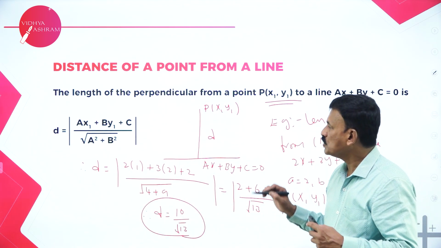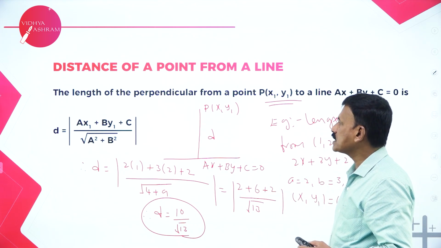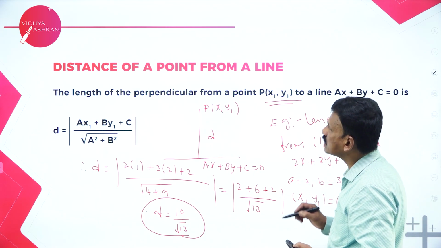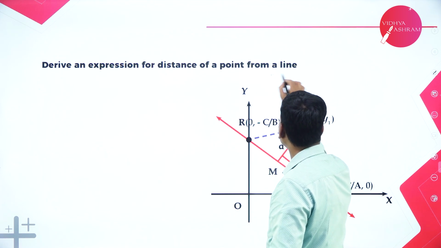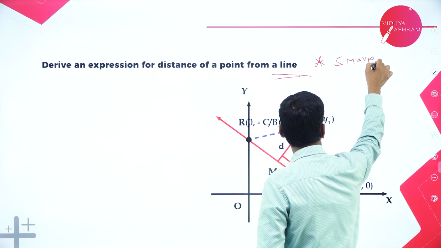This is the method to solve the problem. So what is the formula? d is equal to the modulus of ax1 + by1 + c divided by root of a squared plus b squared. Now let us discuss the derivation of the distance of a point from a line. This is a very important question for 5 marks.